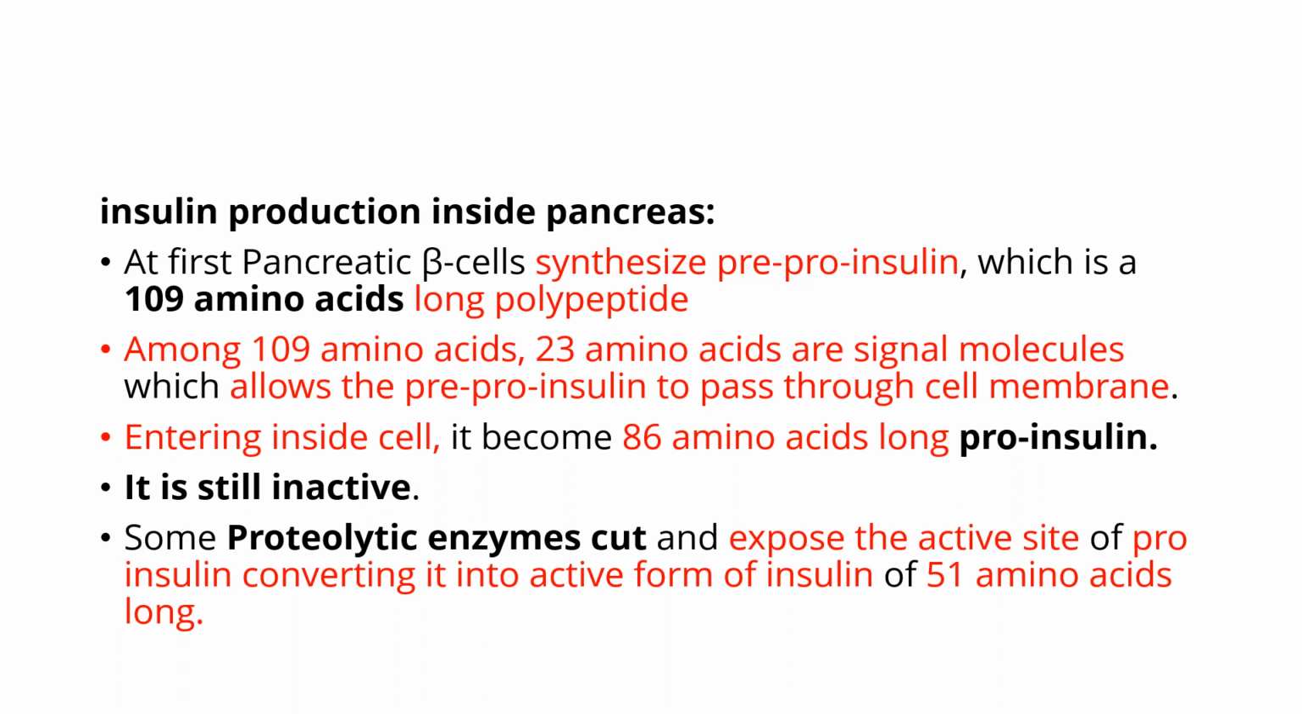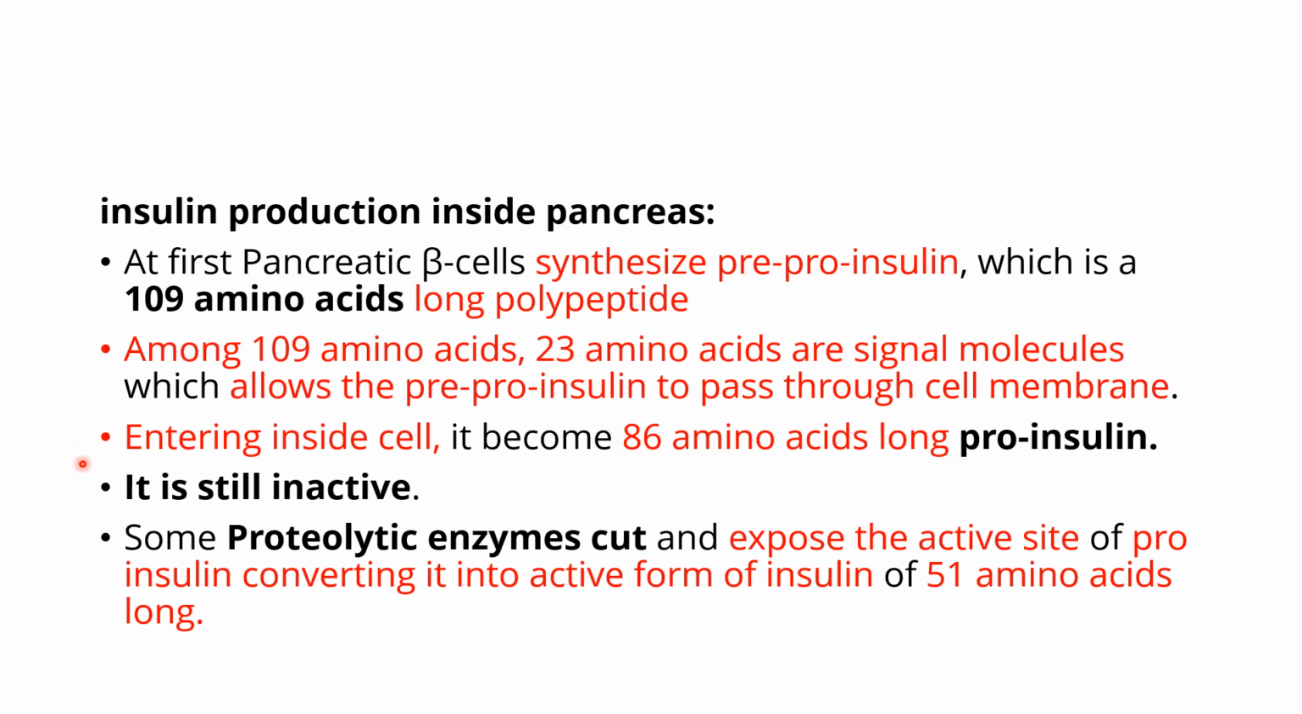Initially, as insulin is produced in the pancreatic cell, it is produced as pre-proinsulin, which is 109 amino acids long. Of these 109 amino acids, 23 act as signal molecules that enable the pre-proinsulin to pass through the cell membrane after formation. After these 23 amino acids are removed, it becomes 86 amino acids long, making the proinsulin.